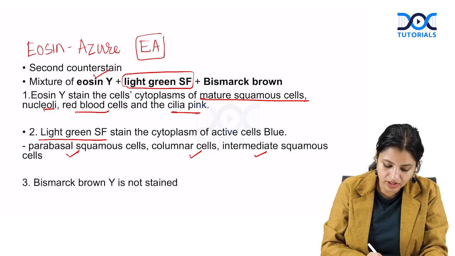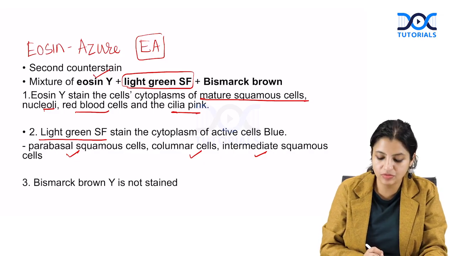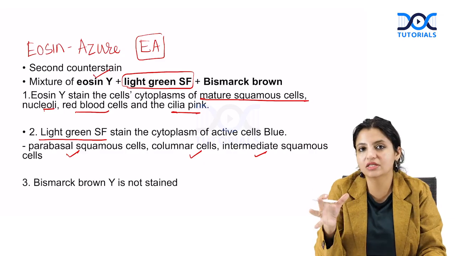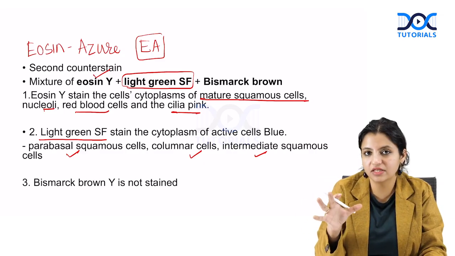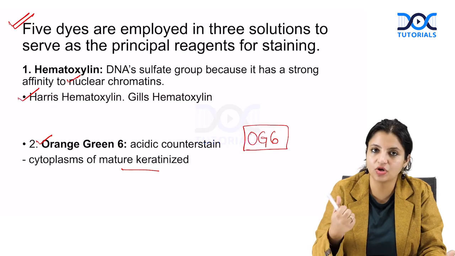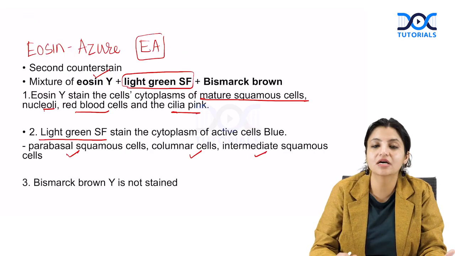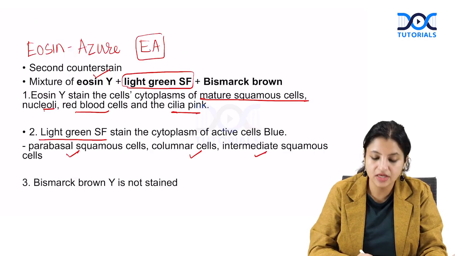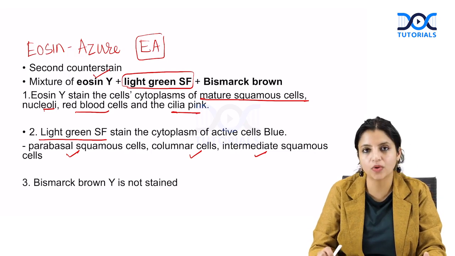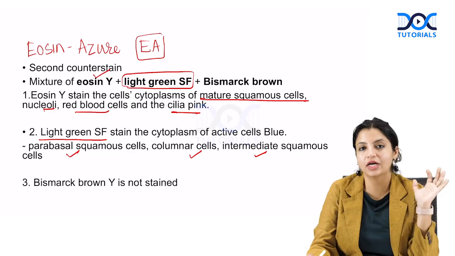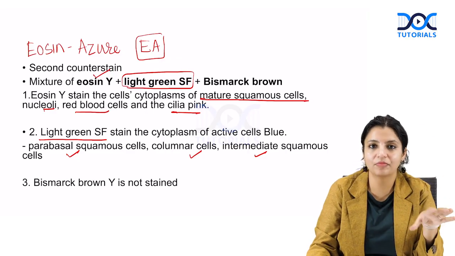Now third is Bismarck brown. Bismarck brown Y usually doesn't give any color. It's not stained, but we add it. So these are the 5 dyes that we have used. First is hematoxylin, then OG6, then eosin Y, then light green SF, and Bismarck brown. These are the 5 important dyes that we have used in your Papanicolaou stain.